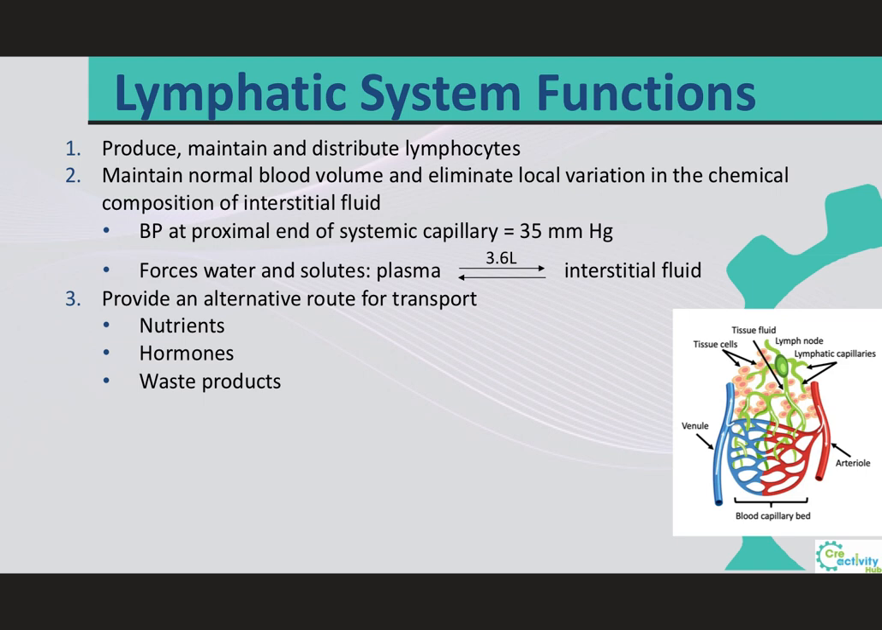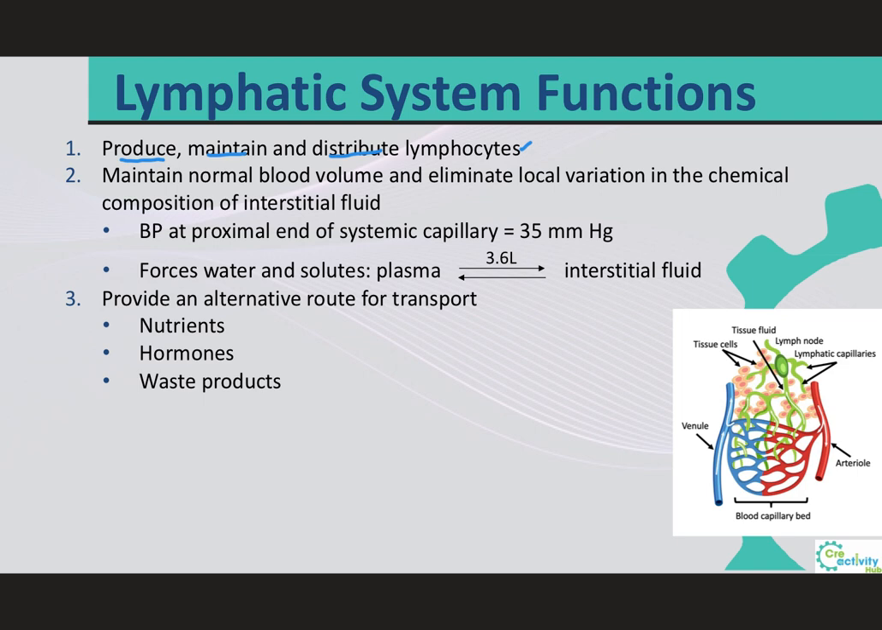The first one is where the lymphatic system will produce, maintain, and distribute lymphocytes. So the lymphocytes, which are essential to the normal defense mechanism of the body, are going to be produced and stored within the lymphoid organs, such as the spleen, the thymus, and the bone marrow. And we have already seen that the thymus and the bone marrow are considered primary lymphoid structures, and the spleen is actually considered a secondary lymphoid structure.